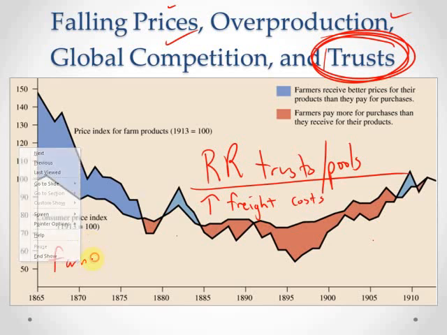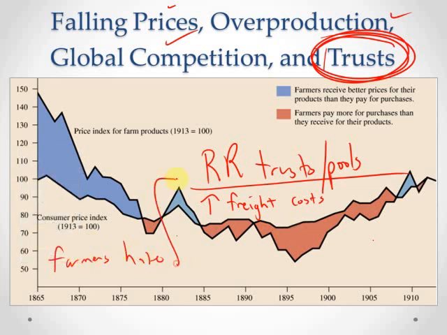So one really brief line you should note. Farmers hate railroad trusts and pools. Because the next thing we're going to talk about is just this hated relationship that they have with each other. So farmers hate railroad trusts and pools.